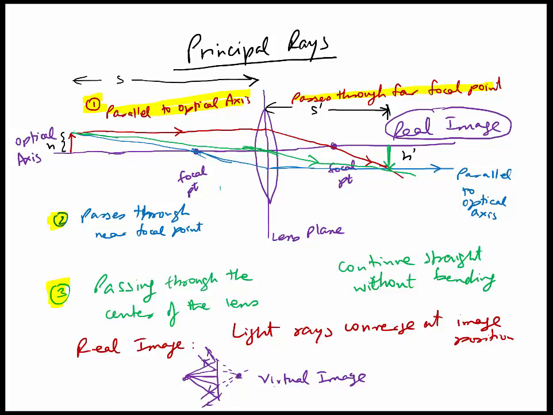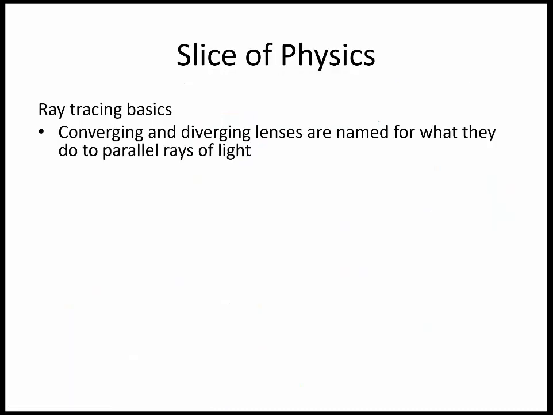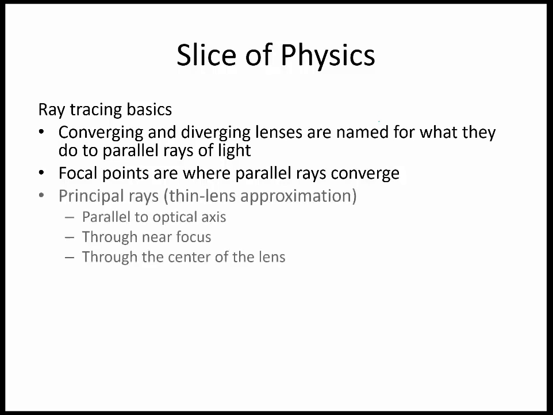All right, in the next video, we'll take some examples of this, but let's wrap this one up here with these basic concepts of ray tracing. So first, we discussed the difference between converging and diverging lenses and why they are called as such. They are all based on parallel rays of light. Then we talked about where the focal points are, which is the points at which parallel rays converge.